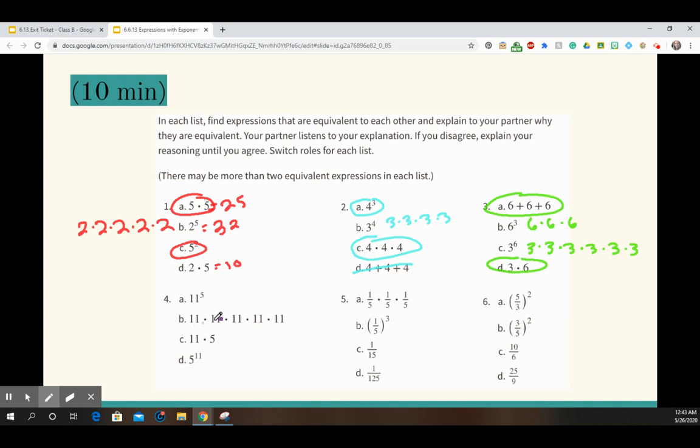11 to the 5th would be 5 11s multiplied by each other, so I see those right there. Cross that a little bit. 11 times 5 would be 55. That's pretty different from both of those. And 5 to the 11th power would be 11 5s multiplied by each other, so neither one of those match.